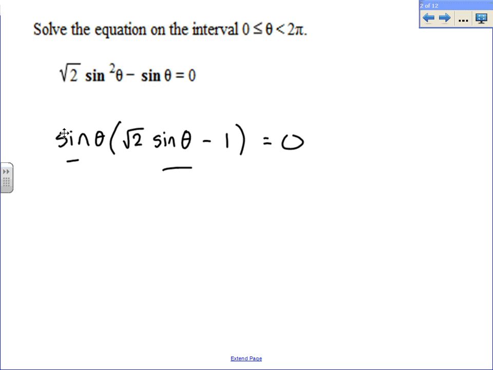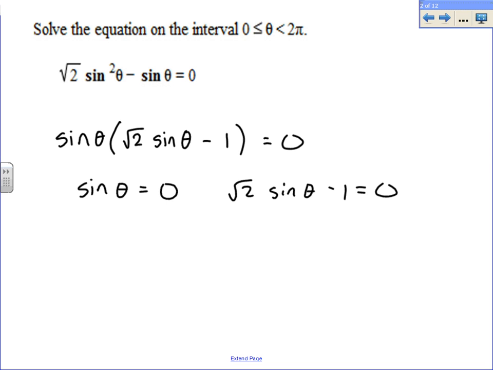So either expression there could be equal to 0. Now I'm going to set them both equal to 0, and it's going to turn into two smaller equations. So I'll have sine of theta equals 0, and then square root of 2 sine of theta minus 1 equals 0. Okay, and now I can solve these individually.